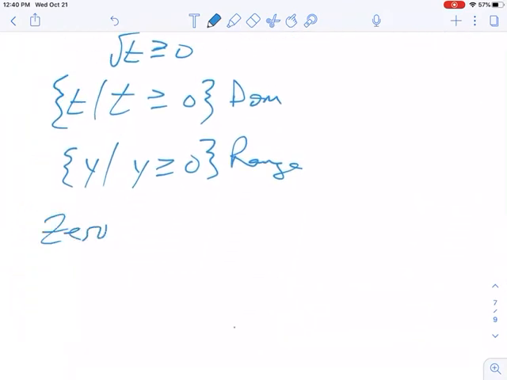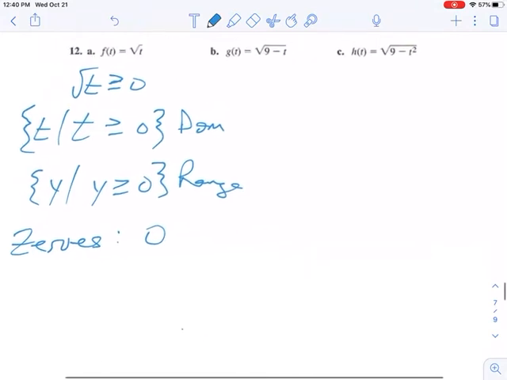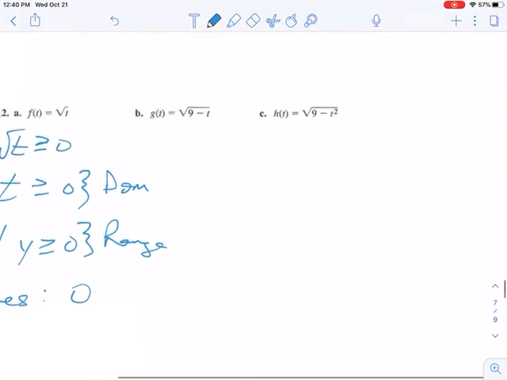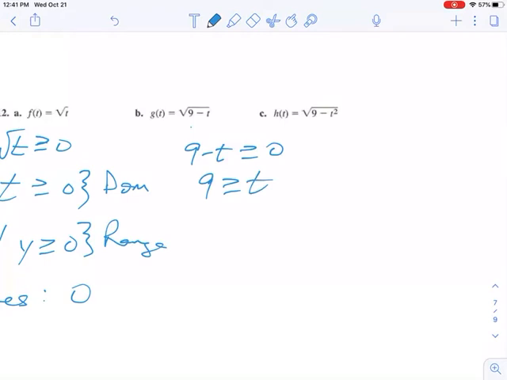And the zeros, Z-E-R-O-E-S: 0 is 0. All right, now the square root of 9 minus t. We've got a little family of graphs here, don't we? We know that 9 minus t has to be greater than or equal to 0. Take t to the other side: 9 greater than or equal to t, or t is less than or equal to 9. That's the domain.